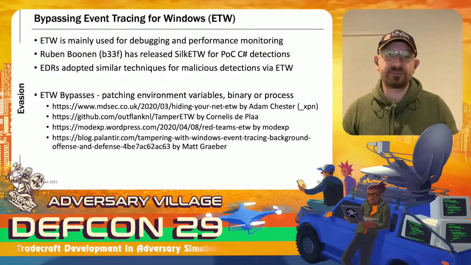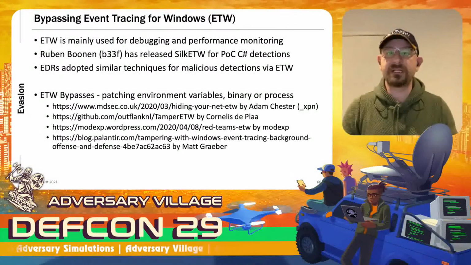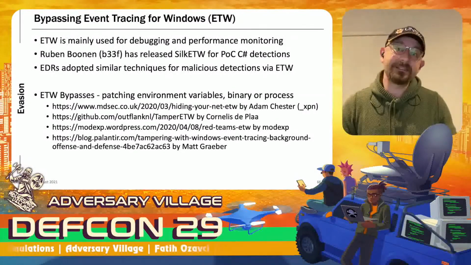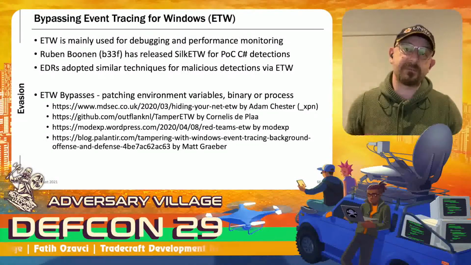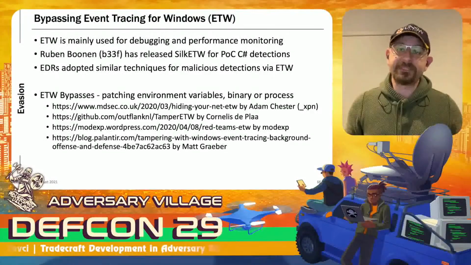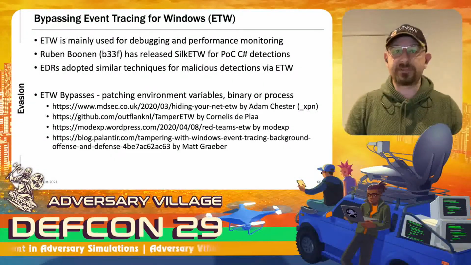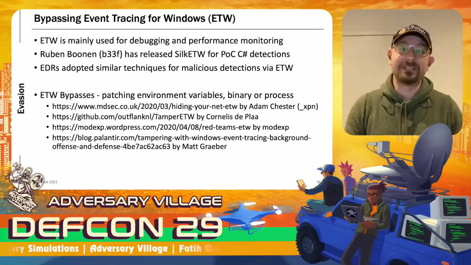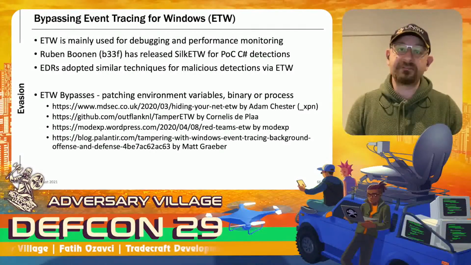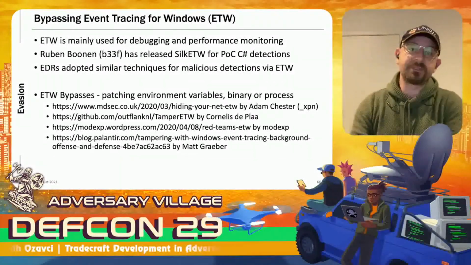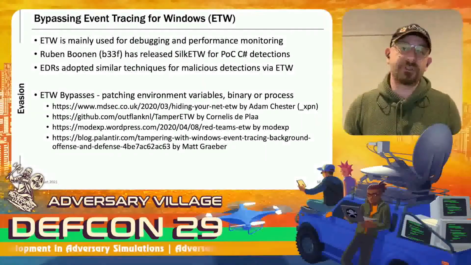SilkETW from Ruben Boonen is a really good proof of concept tool developed for ETW, showing that ETW can be used to detect .NET binaries and applications, malicious code and tradecraft. Most EDRs have started adding this feature to their products. So whatever you do for ETW, you need to somehow evade this. Otherwise, even proof of concept tools will see you, and now EDRs are monitoring you as well.